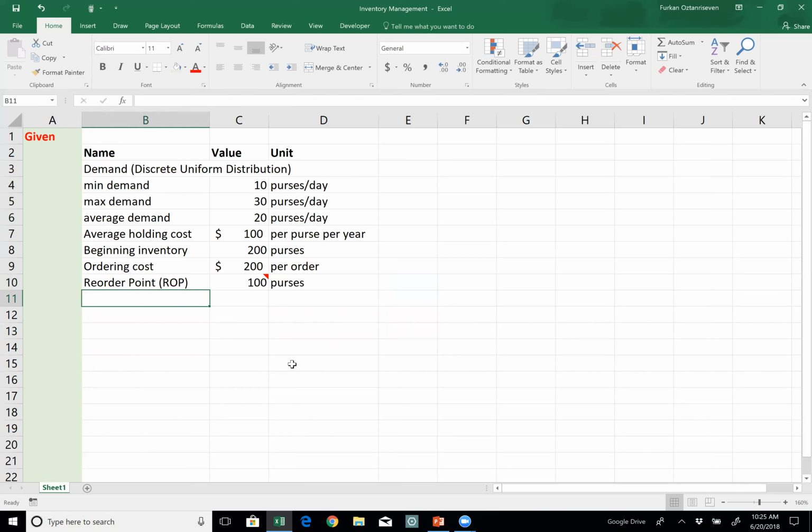And the model duration is important as well. In this case, my model duration is 365 days. So I build this model for 365 days. Okay, so this is it for now in terms of given information. And the next thing I would like to do is, of course, build my model.